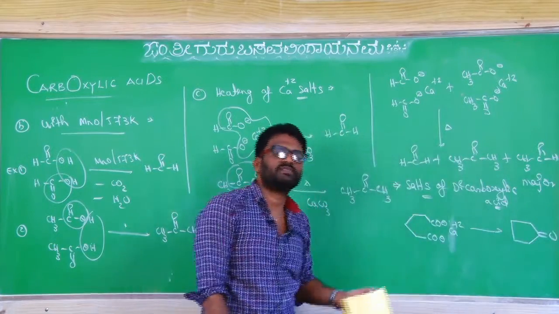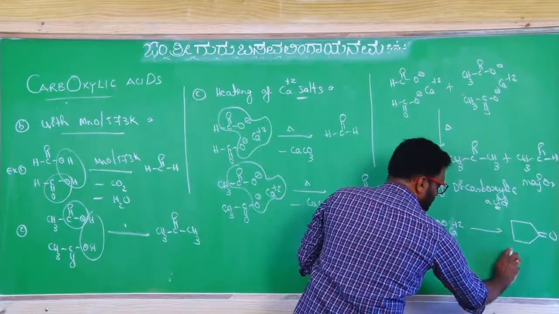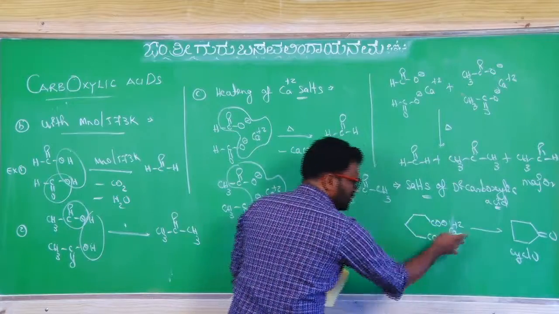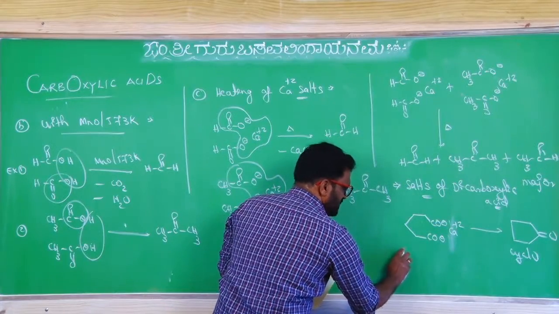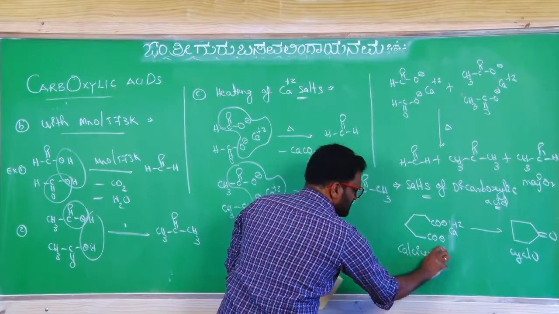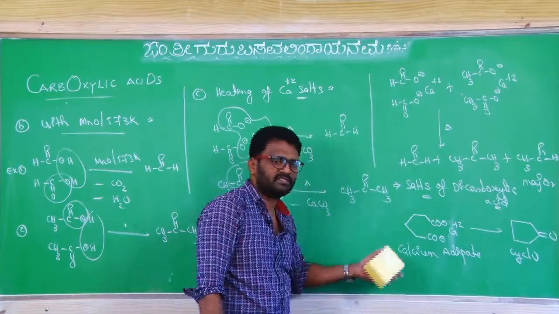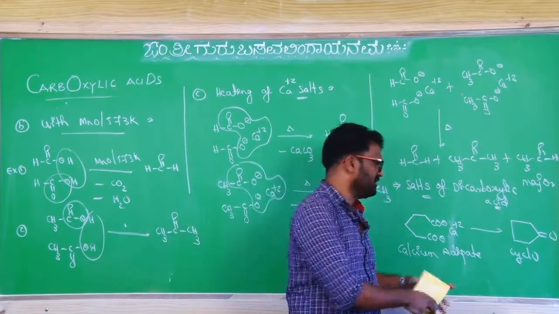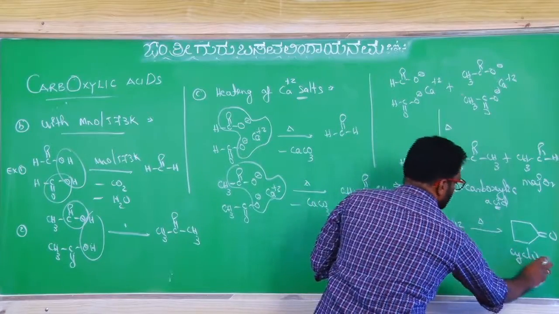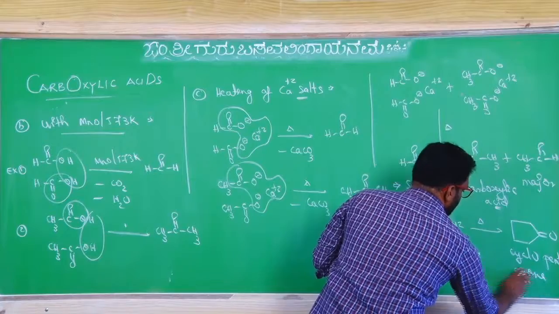Cyclopentanone. This is the preparation of cycloalkanones. So to prepare cyclopentanone, you need to take the salt of calcium adipate. This name is calcium adipate. Adipic acid means adipate. Calcium adipate, if you take it on heating, what will you get? Cyclopentanone, you will get it.